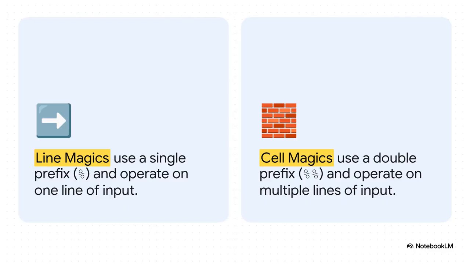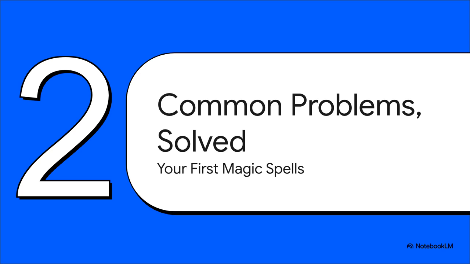And they come in two main flavors. First, you've got line magics. They start with a single % sign, and, you guessed it, they work on a single line of input. Then you have cell magics, which start with a double %% sign. These guys work on a whole block, or cell, of code. It's a simple difference, but a really crucial one to remember. All right, enough theory. Let's get into the fun stuff and see how these magic spells can solve some real-world headaches. We're going to start with two of the most immediately useful commands in the entire library.